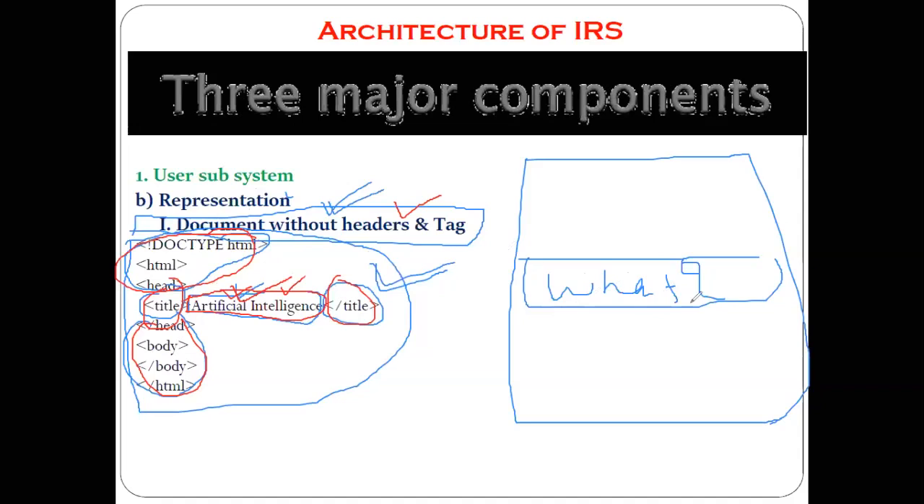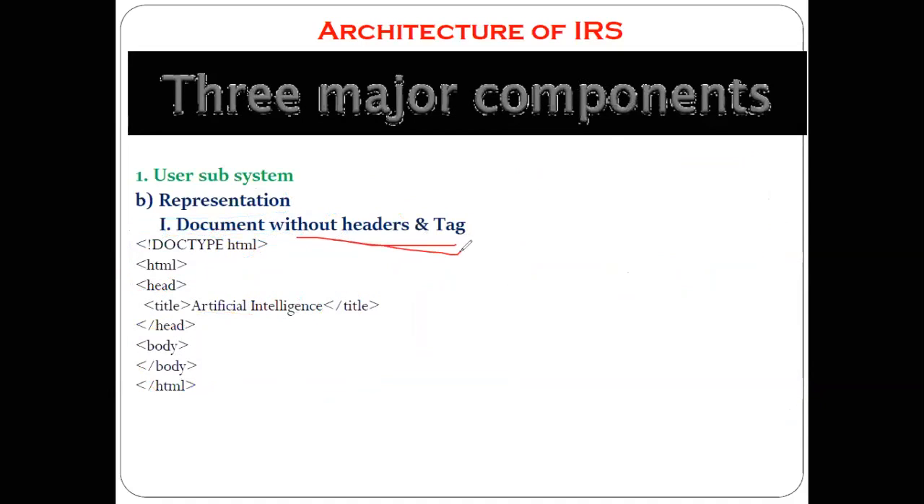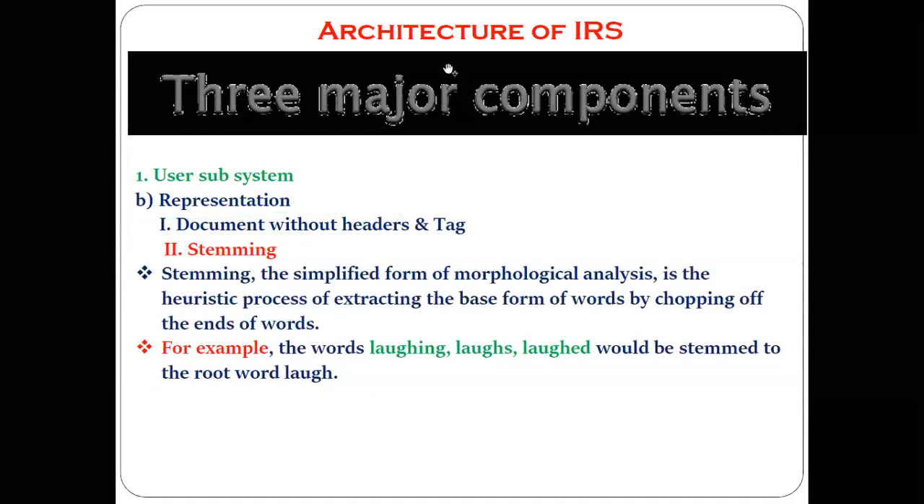So when you are typing something here for searching, we don't think about all this part because this is not our role. This is done by the system itself. When the system is searching for something, it removes all these parts and goes for this part only. So that is the first step, creating the documents without headers and tags. Then the next thing is also important in the representation.